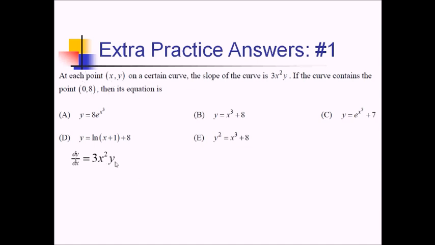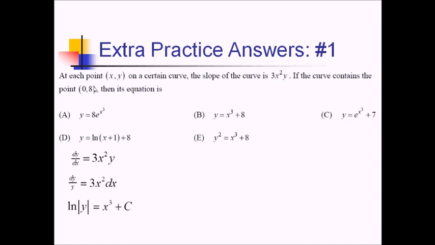(0, 8). All right, well, I noticed that we have a y in our differential equation, so we're going to have to use separation of variables here. So I'm going to start by dividing y to the other side, so I have dy over y, and then I'm going to multiply both sides by dx, so 3x squared dx. Next, I'm going to take the antiderivative of both sides. On the left, we've got ln absolute value of y. On the right side, this bumps up to a 3. Dividing by that, we have x cubed plus c.